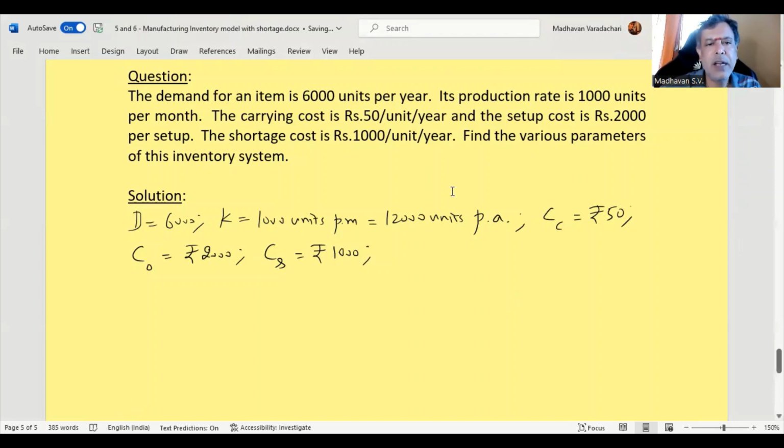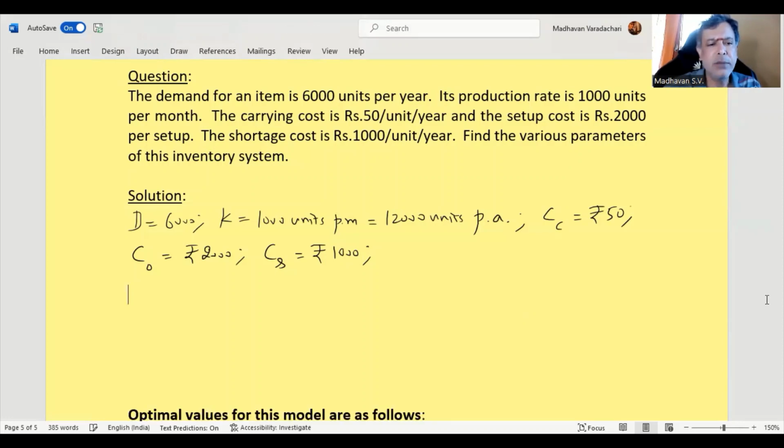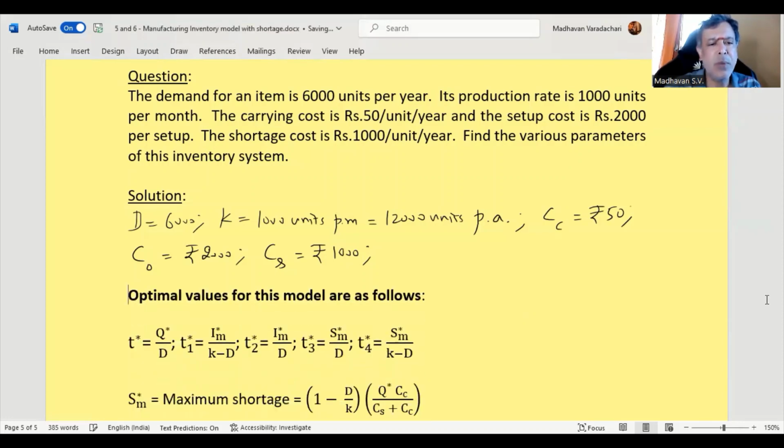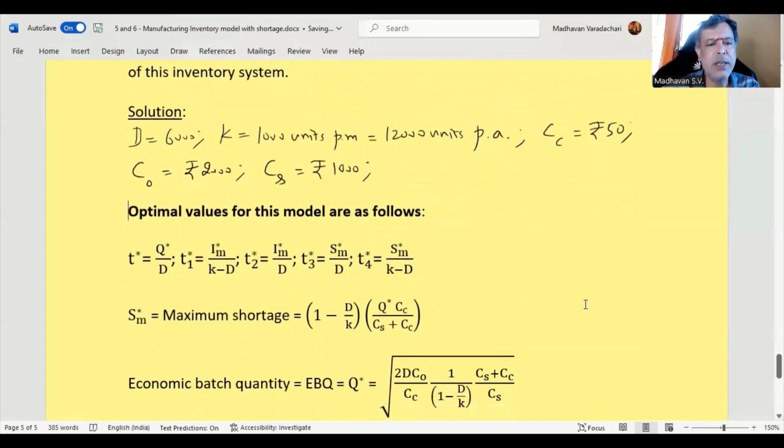So definitely this is a manufacturing model because they gave us the production rate, number one, and then they also gave us the setup cost. Since shortage cost is given, it means that this model is a manufacturing inventory model with shortages. So we already derived earlier, in our earlier video, how to derive economic batch quantity and maximum shortage. Based on that, we will have the optimal values for this model as follows. These are the parameters we are going to calculate.